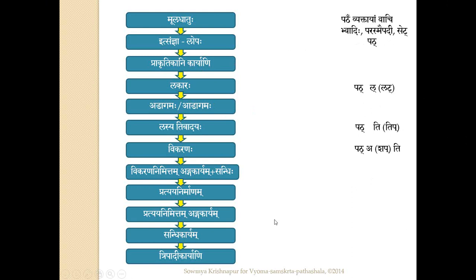The prakriya is over. None of the following applies. Vikarana nimittam angakaryam kimapi nasti, sandhih nasti, pratyayasya api kimapi parivartanam nasti, pratyaya nimittam angakaryam api nasti, sandhih tripadi karyam kimapi nasti, pathati. The prakriya stops there. Okay. So, depending on the dhatu, depending on the pratyaya, these can apply or might not apply.